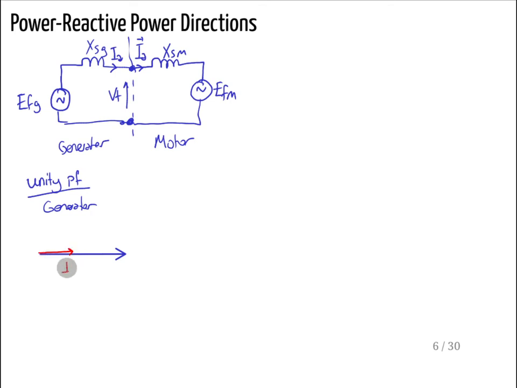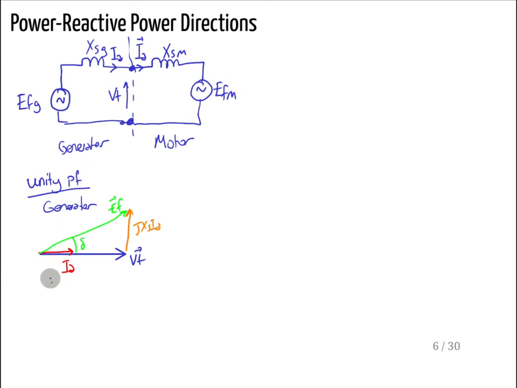Let's say this is our IA, and that means I have jXS IA, and that will be EF here, and that is my load angle. So this is our VT, this is our IA. So this is the generator side. So let me draw the motor side.